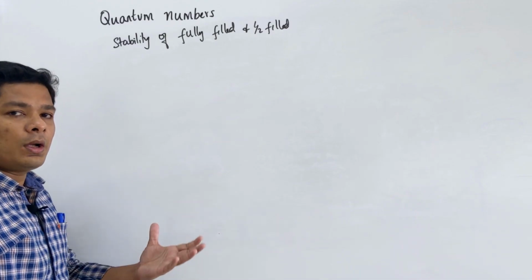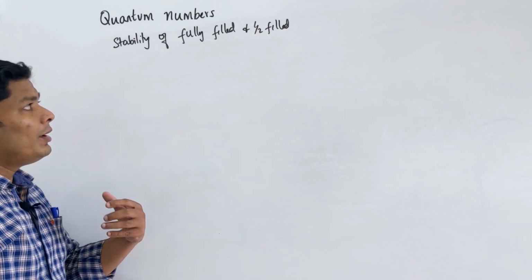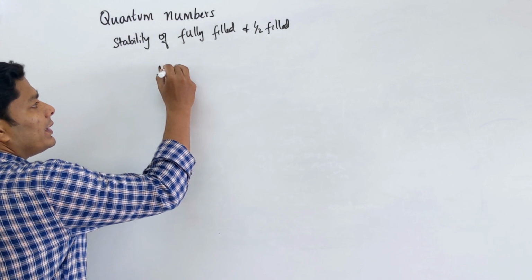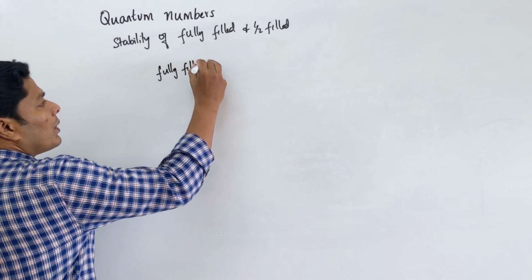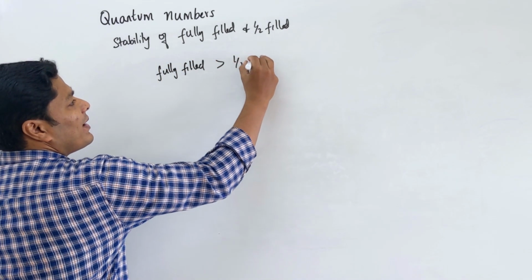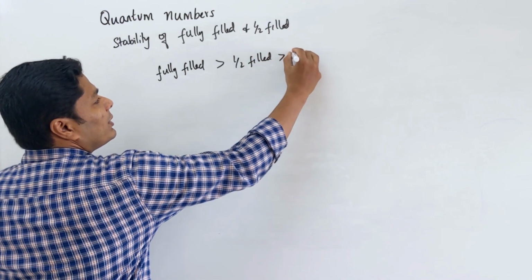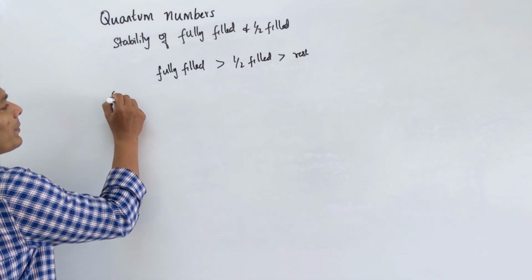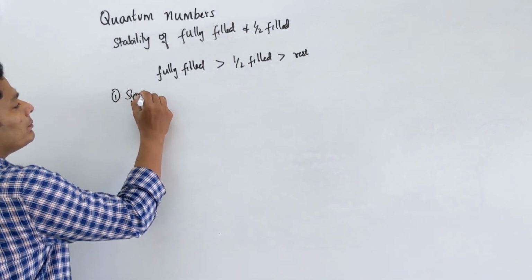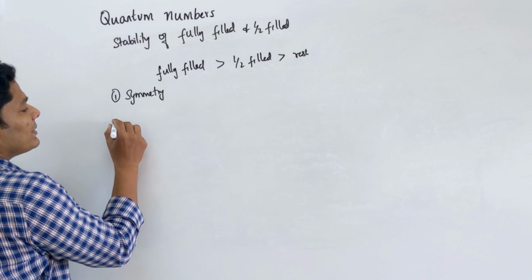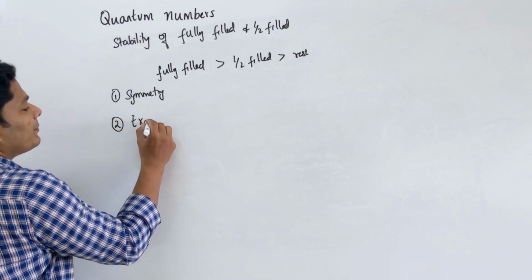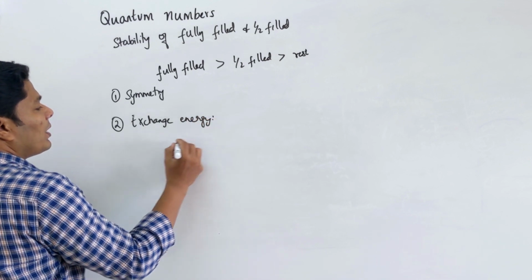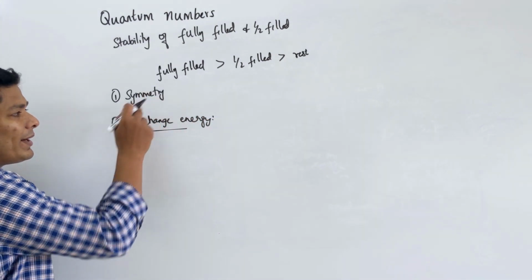Okay, based on what we have seen before, we are going to explain why fully filled and half filled are extremely stable. The stability order follows this criteria: fully filled is more stable than half filled, which is more stable than the rest. Why is it so? There are two reasons. First is symmetry. The second is exchange energy. We'll look at the exchange energy first and go back to symmetry.